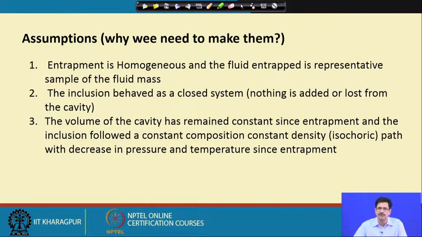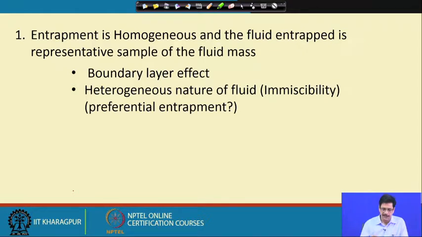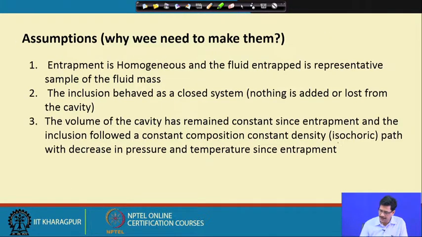The inclusion once trapped behaves as a closed system, meaning it does not exchange matter with the surrounding, and that means nothing is added or subtracted from the cavity. And then another important assumption is that this cavity once entrapped behaves as the same volume, the volume remains constant, it behaves as an isovolume, isocompositional system. What we basically say is that it is isochoric, which I will explain.